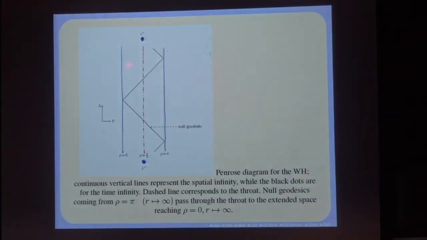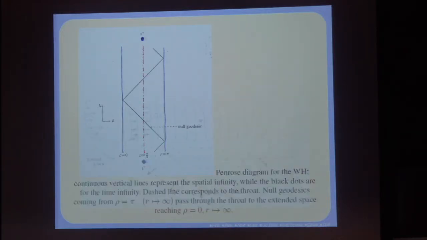And this is it. We have in here the infinities in the blue lines. The red line is the throat. These are the past infinity and future infinity in time. And the light ray will have this trajectory that is coming from infinity, past the throat, and at the other infinity it can be reversed and so on. So this is the Penrose diagram.